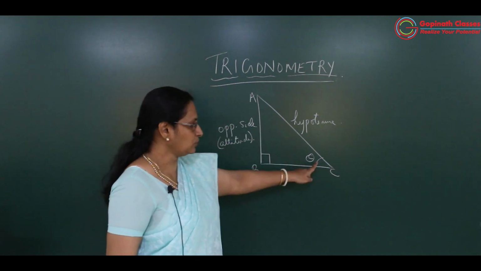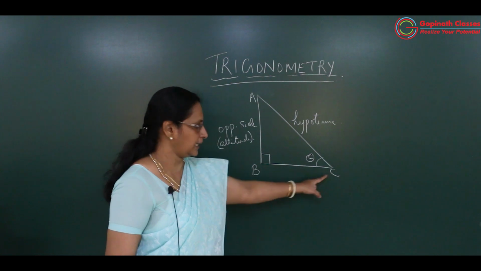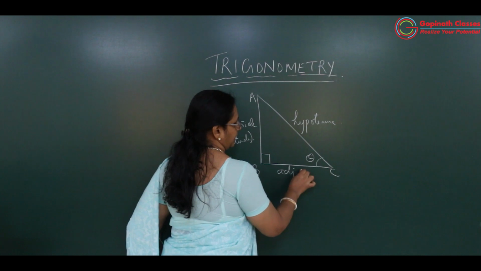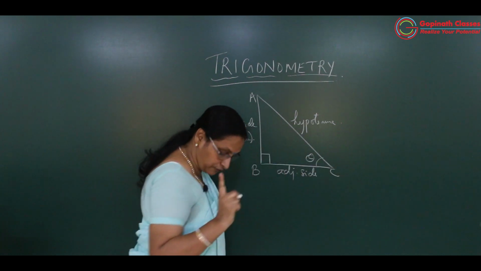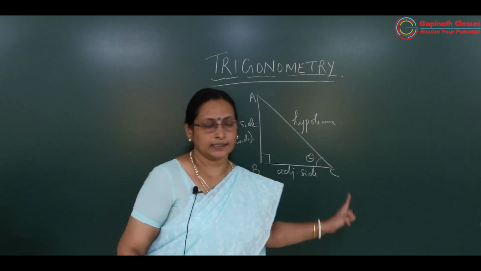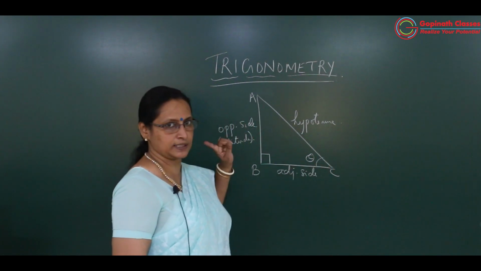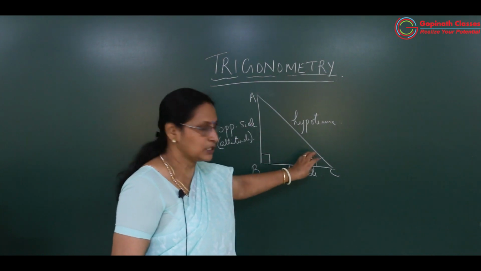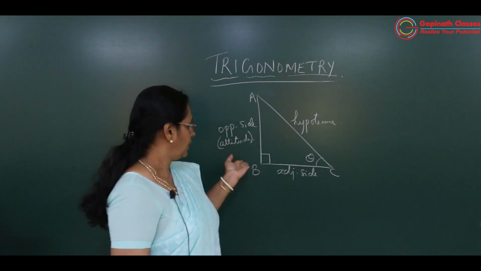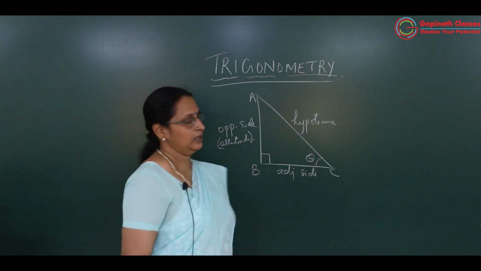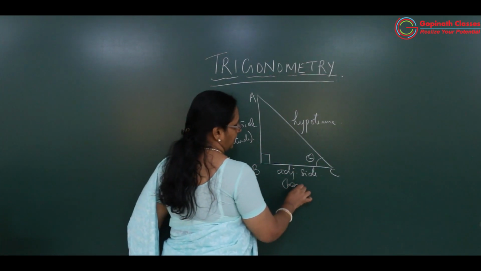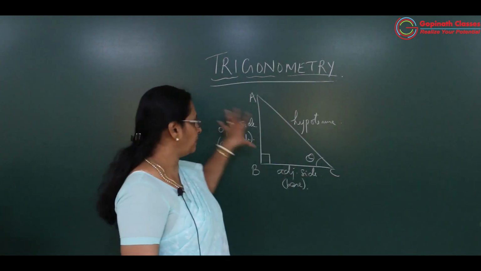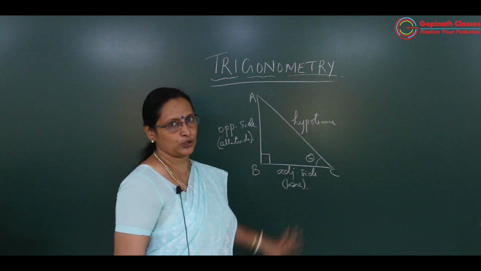Now, come to this. Pertaining to this theta, this side BC is very near to it, so we call it the adjacent side. I am specifying this for the angle theta. For theta, this is adjacent and this is opposite. Not for angle A. For angle A, this is opposite and this is adjacent. I am pertaining only to theta. Adjacent side, or since it is horizontal, we may also call it the base. So, now we have 3 things here: one opposite side, one adjacent side and one hypotenuse.